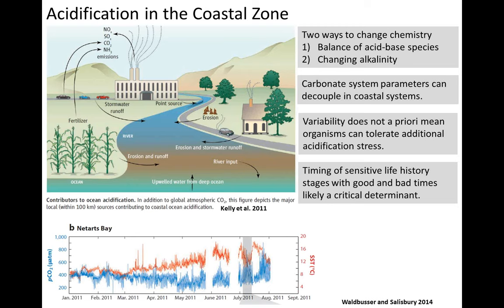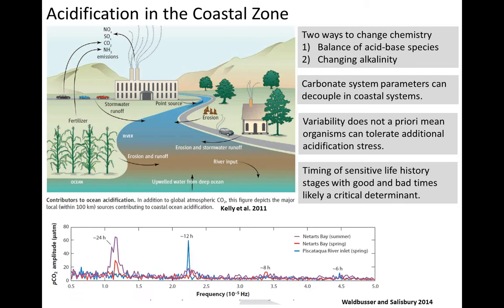So one of the things Joe and I did, with the help of one of my grad students, was just look at a frequency analysis of that variability in a few different systems. We took Netarts Bay data from summer and spring, and then some data that Joe had from Piscataqua, I said that right, River Inlet. This is just a fast Fourier transform of those data sets, and I've cut off the low end because it wasn't long enough to include that.